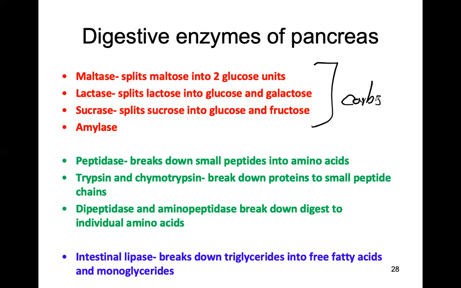Peptidase is another enzyme associated with protein breakdown. You have trypsin and chymotrypsin, which are both associated with breaking down protein into smaller chains of peptides, which are basically made up of multiple amino acids. You have dipeptidase and aminopeptidase that break down your small chains of amino acids into individual amino acids. So logically, if you're thinking about this group, their job is to process proteins.